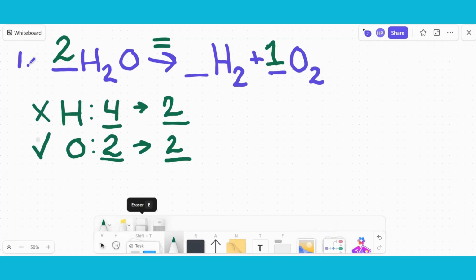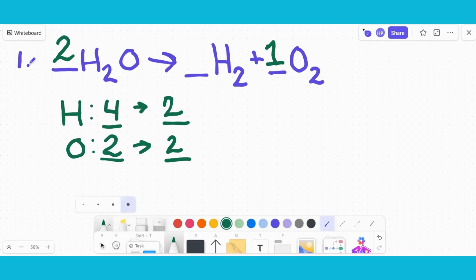The next thing you want to do is think about, with the setup of the equation currently how it is, what could go in this empty space with hydrogen to make it equal. If we have 4 H's on the left and 2 on the right, what can we multiply by 2 on the right to get 4? And it's going to be the same number we had on the left, which is 2.